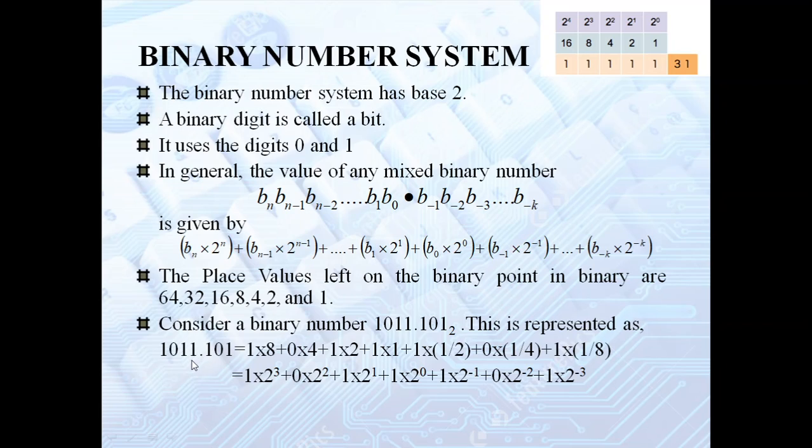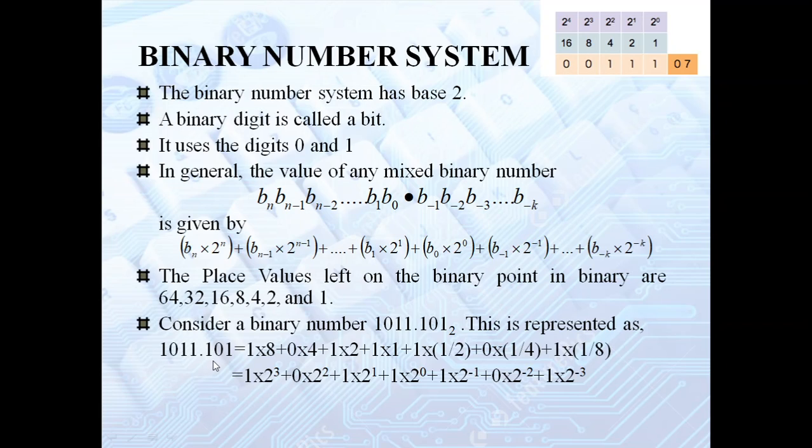Starting from the first integer position, the value here is 1. It is multiplied by 2 power 0. As we all know, anything power 0 is 1. Here 1 is multiplied with 1. The second integer position is 1. It is multiplied by 2 power 1. The third integer position value is 0. It is multiplied by 2 power 2. And the fourth integer position value is 1 and it is multiplied by 2 power 3.